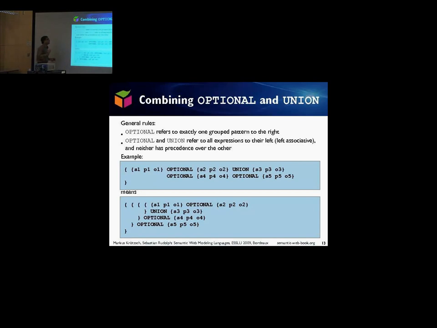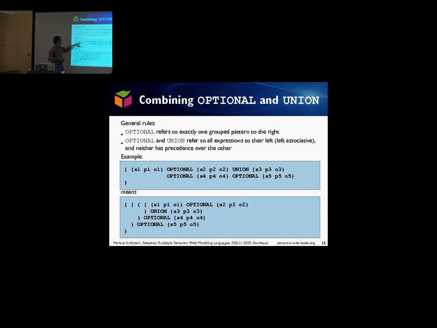Now, the optional pattern refers to exactly one pattern which is grouped to the right. And optional and union expressions are left associative. And there is no set precedence, unlike in mathematics where there is a particular precedence between operators. Over here, there is no set precedence. There is also some discussion in the SPARQL working group related to defining these precedences and how these things should be done and so on.